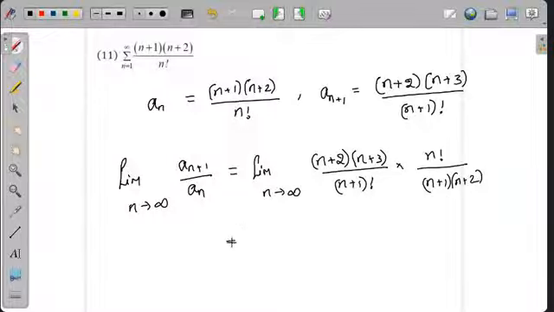Okay, so now this equals, I hope we can cancel a few things here. I hope we can cancel this and this. And then of course here this n plus 1 factorial, we can write as n plus 1 into n factorial. So we can also cancel that. So now you are left with limit n goes to infinity of, what is it? This is n plus 3.